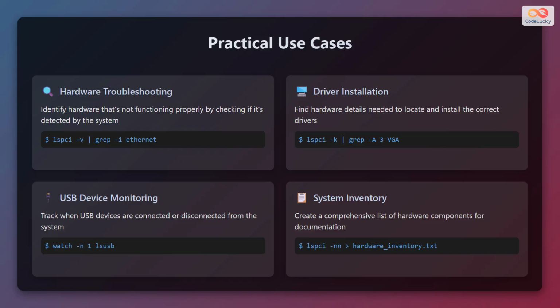Next, USB device monitoring. You can track when USB devices are connected or disconnected from the system using the command watch -n1 lsusb. This command refreshes the list of USB devices every 1 second. Finally, system inventory. Create a comprehensive list of hardware components for documentation by using the command lspci and redirecting the output to a file named hardware_inventory.txt.